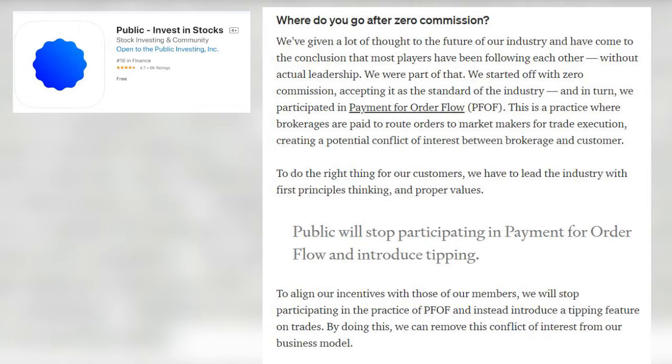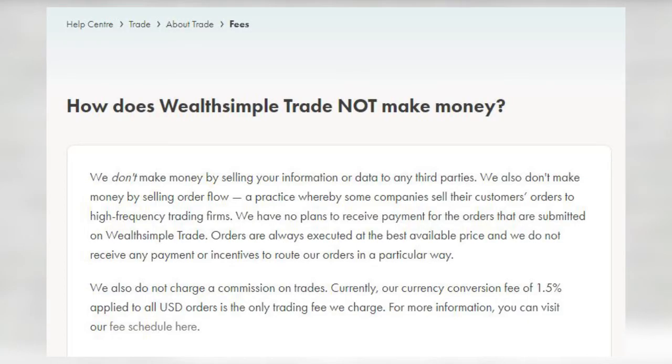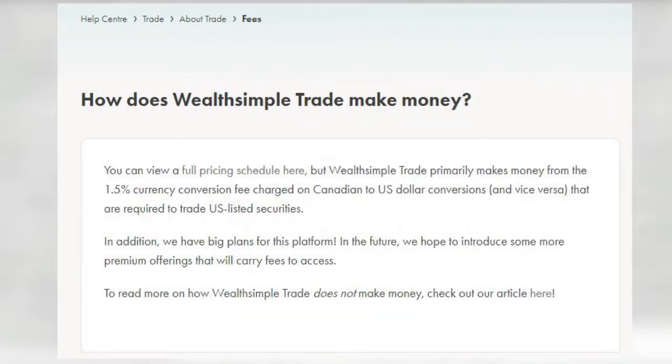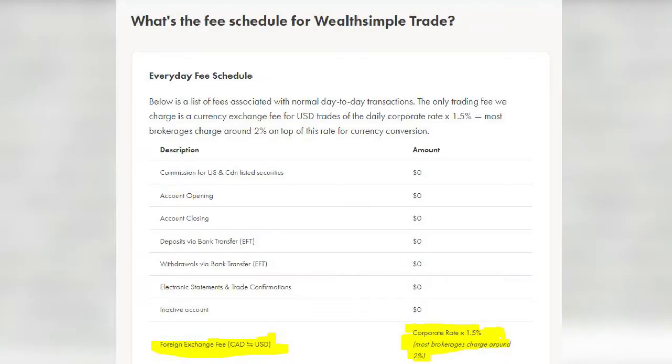But now going back to Wealthsimple Trade, on Wealthsimple's website, they say directly that Wealthsimple does not participate in payment for order flow, meaning they are not taking your data and selling off your orders to market makers. They say that the way they are making money is from currency exchange fees for US trades, which means that they take a fee every time you buy and sell a US stock for converting your Canadian dollars to US dollars or the US dollars back to Canadian dollars. So they'll take a percentage of all your US trades, and based on their fee schedule here, the rate is 1.5%. So they're taking the currency conversion rate and charging you 1.5% on top of that rate.